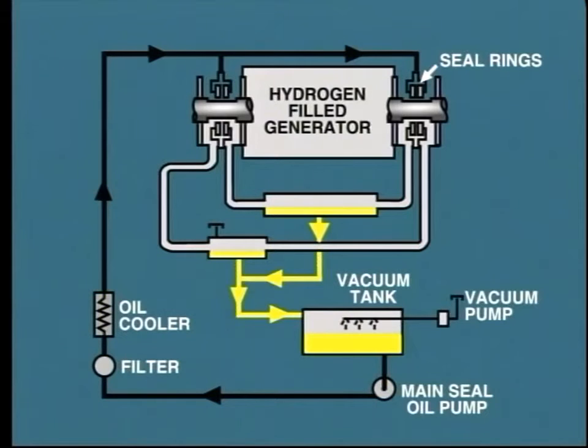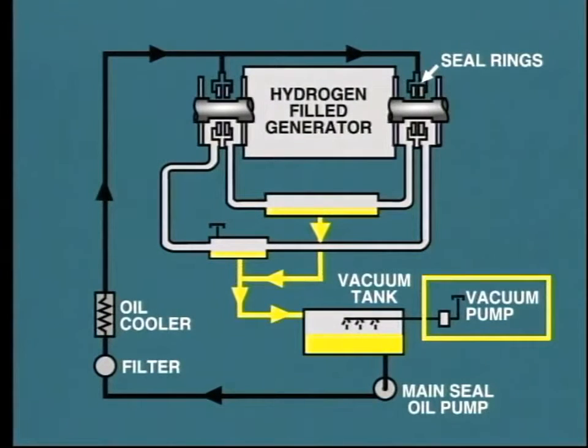Any hydrogen that may have been absorbed by the oil is drawn off by a vacuum pump, which forms part of the seal oil unit. This small amount of hydrogen leakage is then discharged to atmosphere.